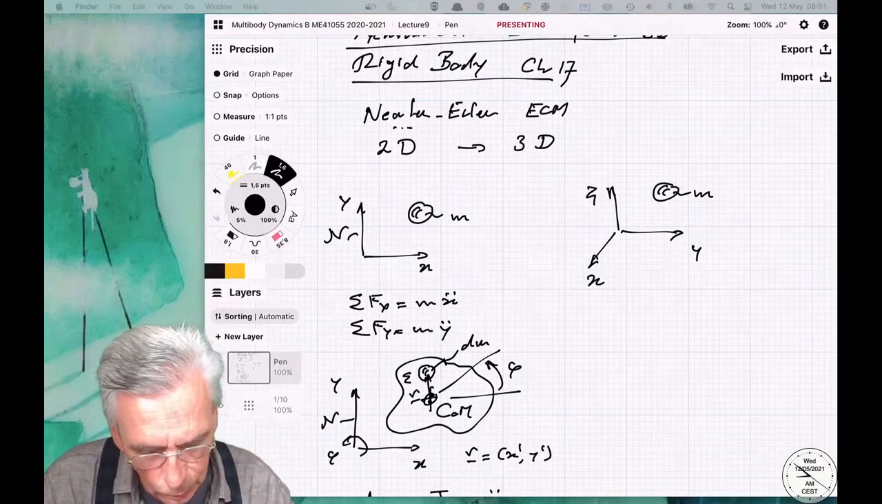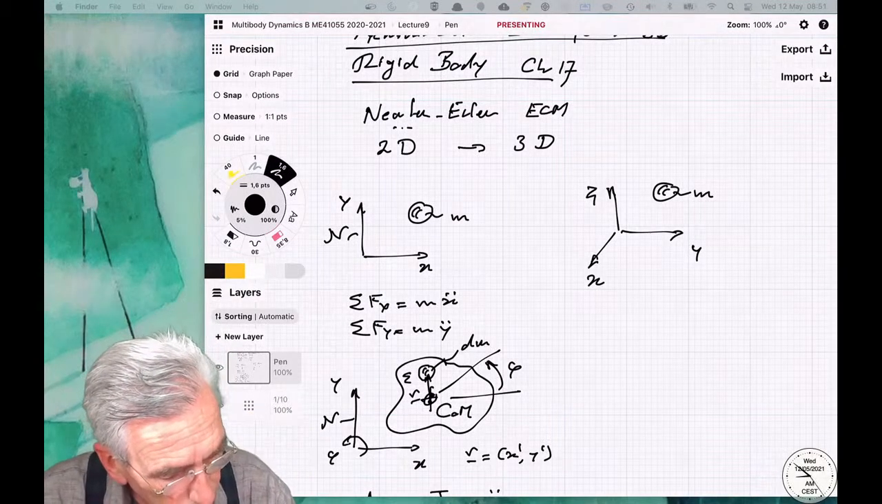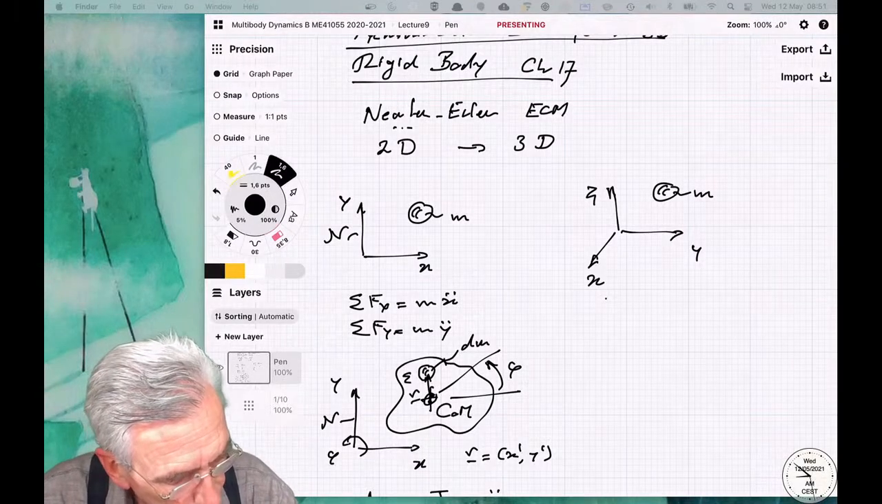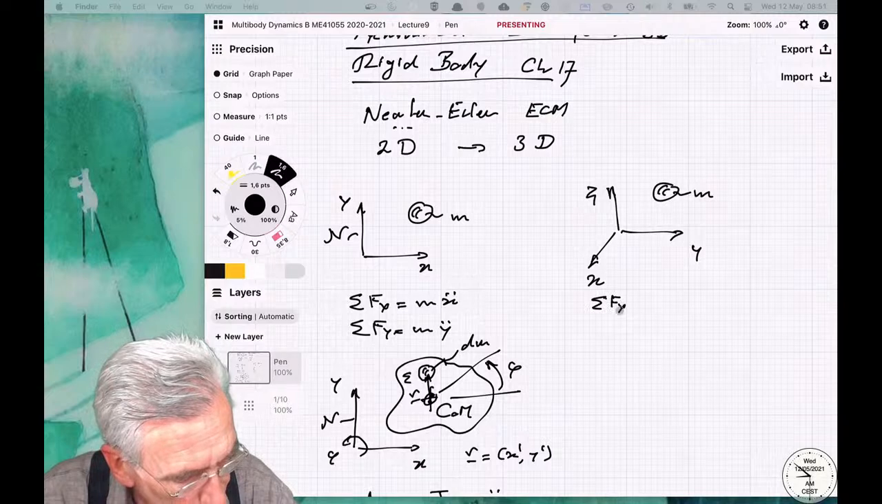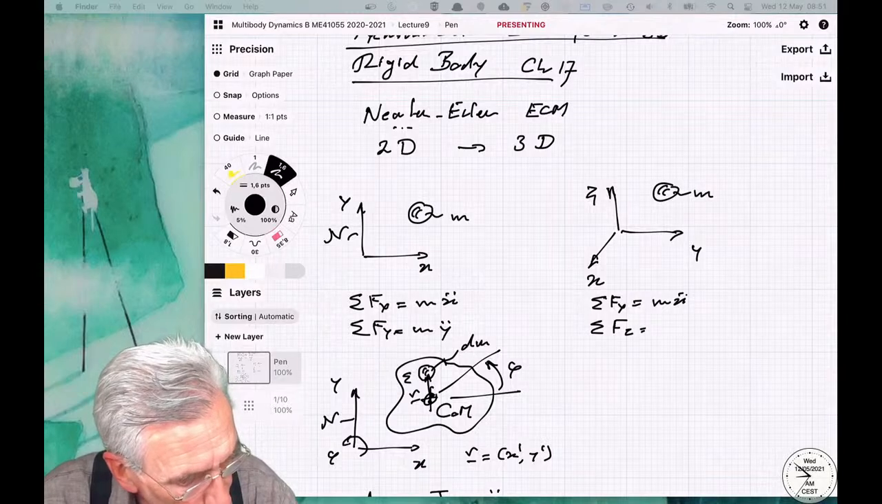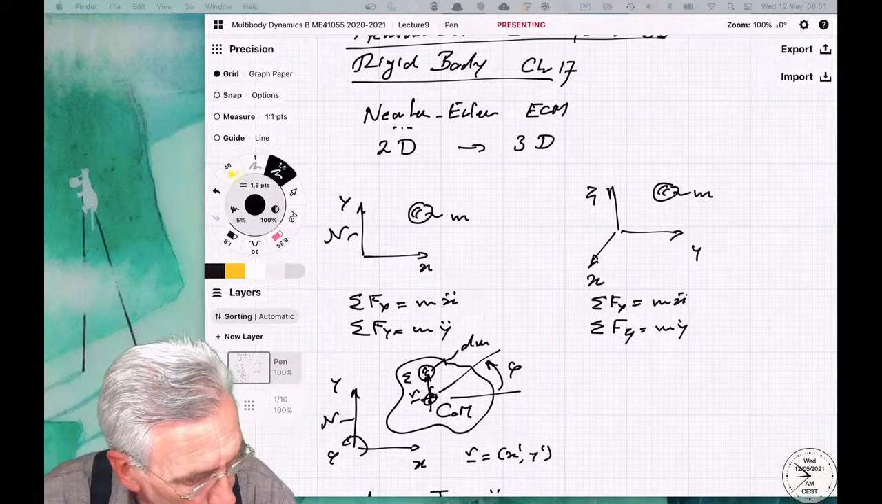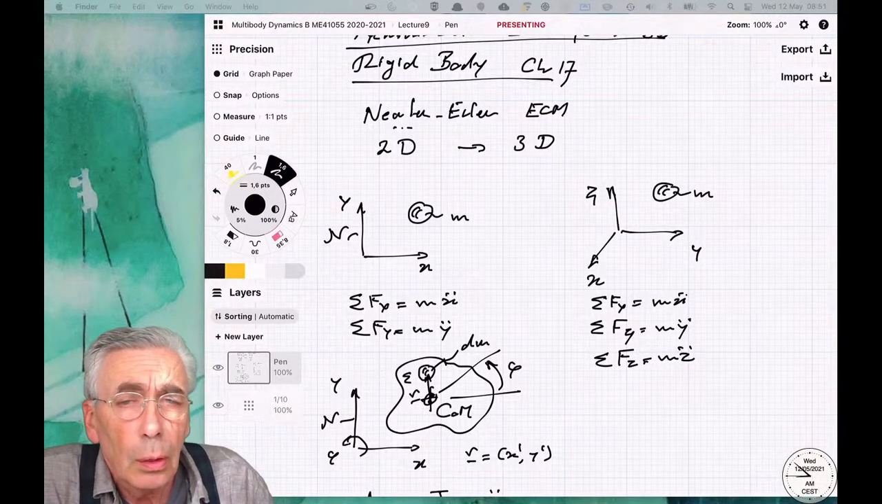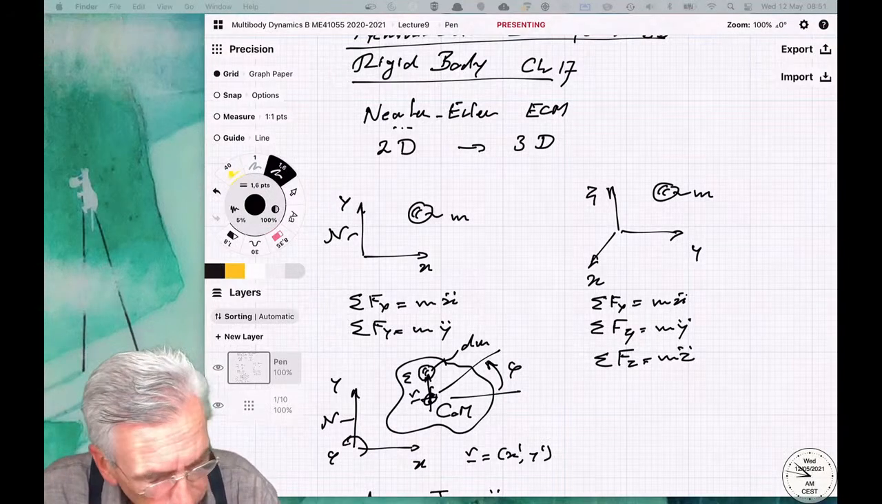But let's stick to dynamics. The Newton part here is just an extension, right? It's again the three-dimensional case: the sum of the forces in the y direction is mass times y double dot, and the sum of the forces in the z direction is mass times z double dot. So one extra coordinate, one extra equation.